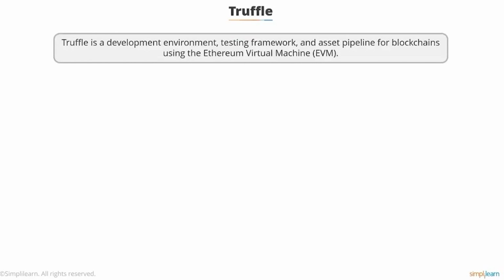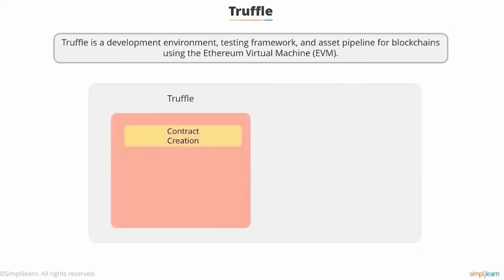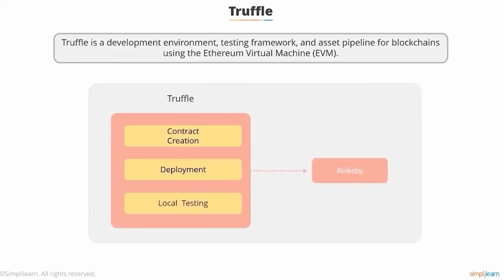Truffle is a development environment, testing framework, and asset pipeline for blockchains using the Ethereum Virtual Machine, or EVM. It helps users in developing smart contracts, publishing the contracts, and testing them. Then we have Embark.